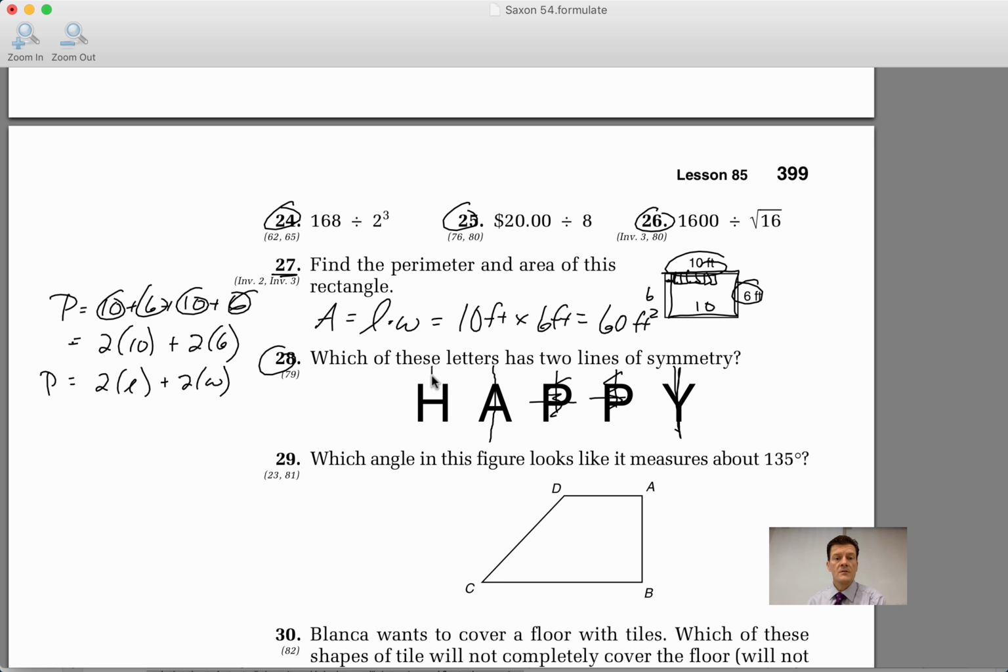H has a vertical line of symmetry and a horizontal line of symmetry. The vertical line splits it into 2 equal halves, and a horizontal line will split it into 2 equal halves as well.